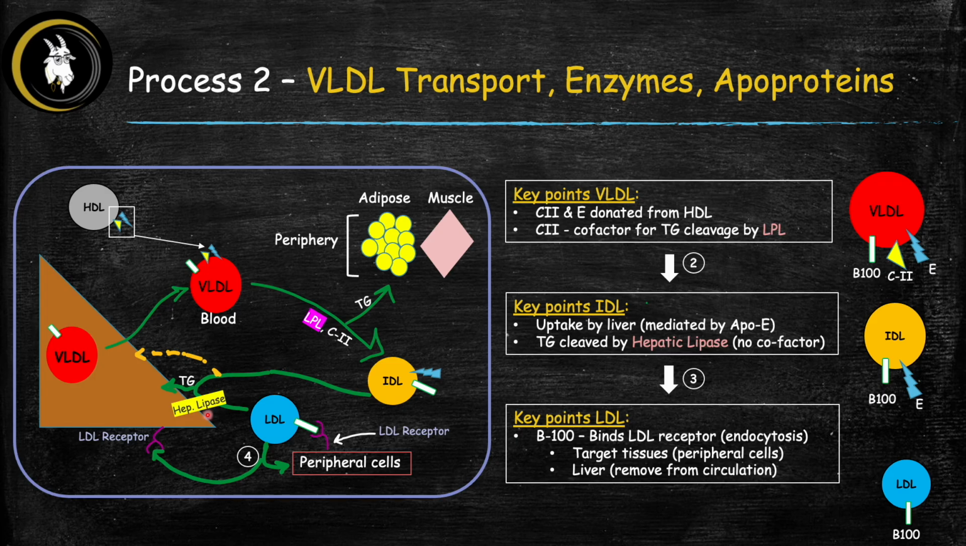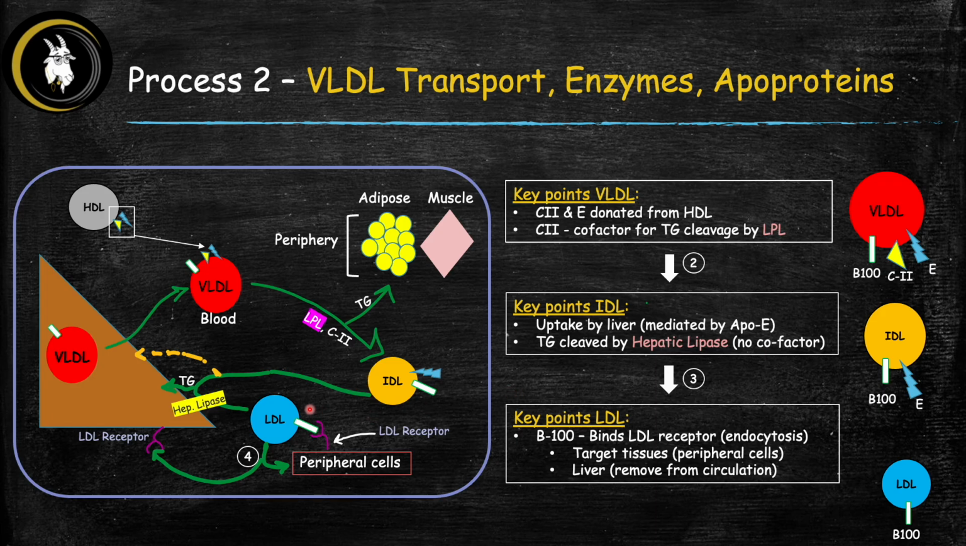And that's because unlike this other lipase, this hepatic lipase is only present in the liver circulation, and that's where this cleavage of IDL to LDL is happening. So the key point here for IDL is that the triglyceride cleavage is mediated by hepatic lipase, not lipoprotein lipase, and hepatic lipase does not require a cofactor. So lipoprotein lipase required C2 as a cofactor, hepatic lipase does not require a cofactor.